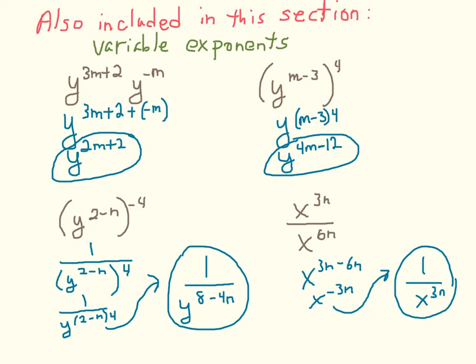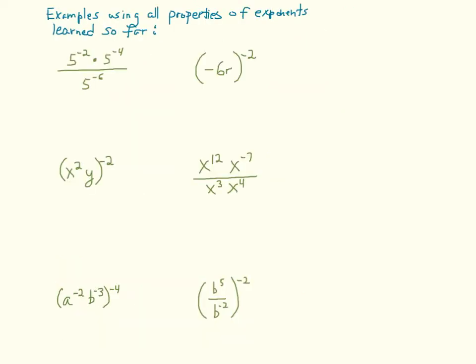Alright, now let's do some examples where we're using all the properties we've learned so far in chapter 4. So if I have 5 to the negative second times 5 to the negative fourth, all that divided by 5 to the negative sixth, let's put together the two powers in the numerator by the product of powers with equal bases property. So that's going to add the exponents. That's going to be 5 to the negative 6 over 5 to the negative 6. Since the numerator and denominator of this fraction are the same, we're going to conclude that equals 1.